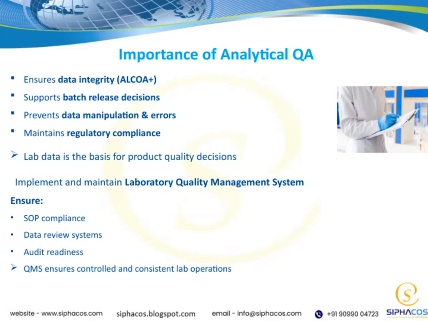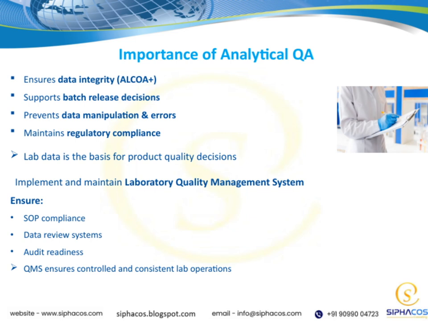First, it ensures data integrity, which is fundamental for reliable and trustworthy results. Think of the ALCOA plus principles as the backbone of this. Accurate data supports critical batch release decisions. Without solid data, we can't confidently move products forward. It also plays a key role in preventing data manipulation and errors, helping us maintain the integrity of our work. And of course, it keeps us in compliance with regulatory requirements, which is essential in our industry. Remember, lab data isn't just numbers, it's the foundation for all product quality decisions.